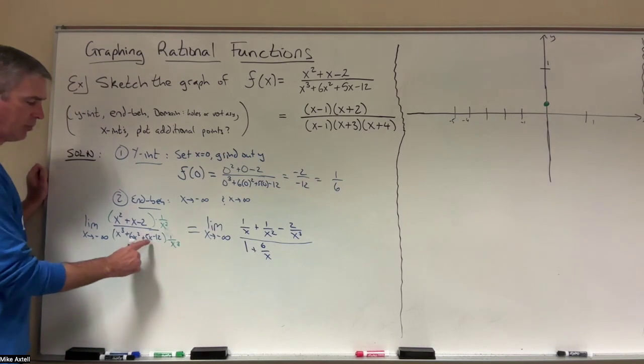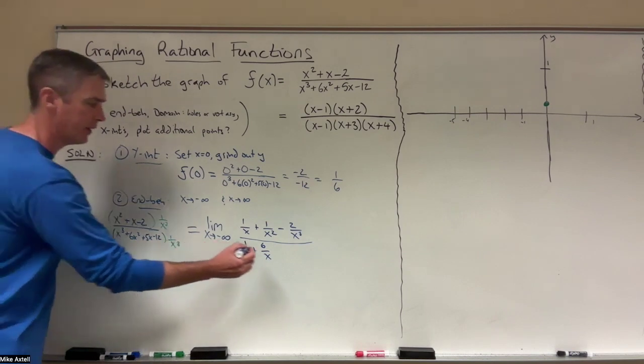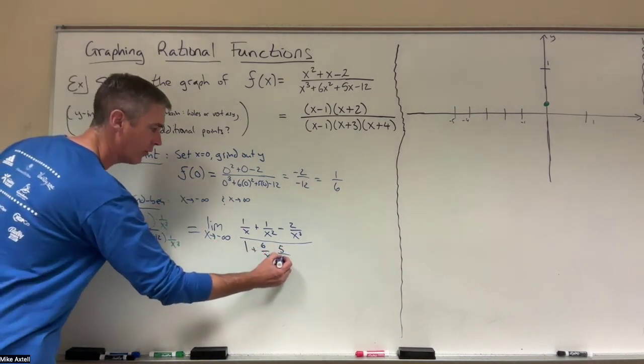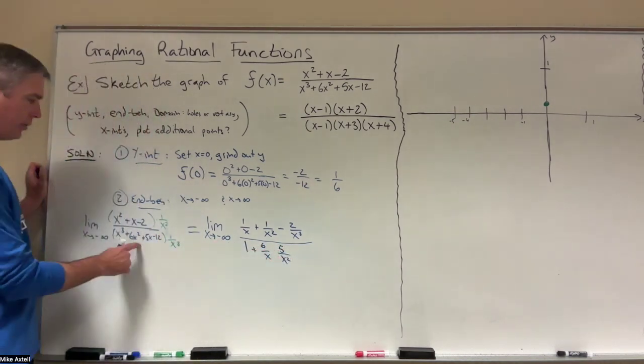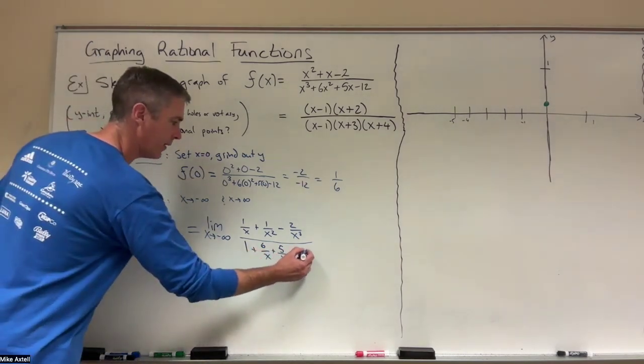5x times 1 over x cubed. X kills off 1 of the x's, leaving an x squared in the denominator, and 5 times 1 in the numerator. So I think I have a 5 over x squared, and a positive sign in between them, and then negative 12 over x cubed at the end.